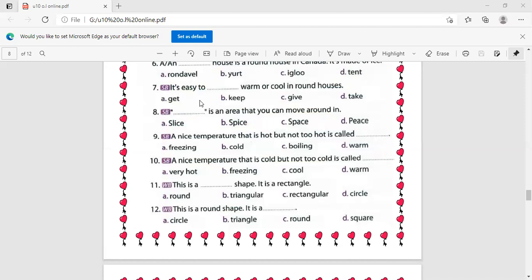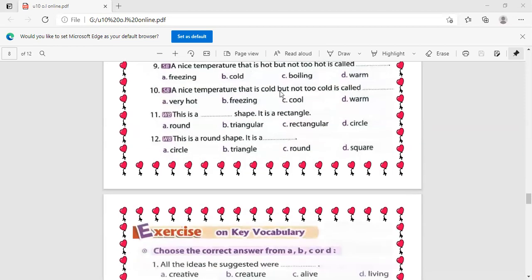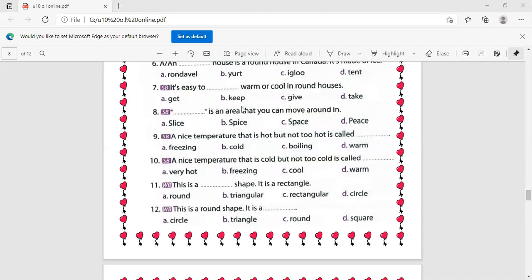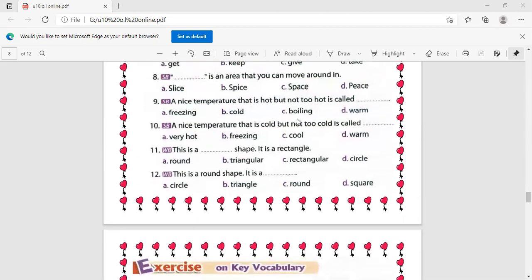Okay, number seven, my dear. It's easy to keep warm or cool in round houses. Keep warm, excellent. To keep warm and cool. Yeah, number eight, my dear. It is an area that you can move around in. Space, yeah, excellent. Thank you, Malak.